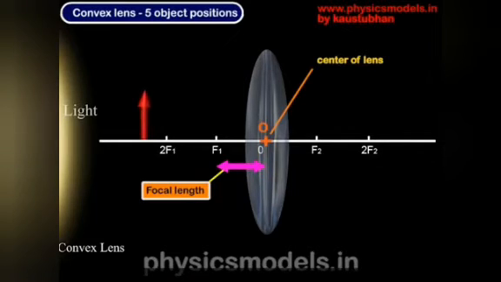Now let's move the object a little far away from the lens. The light source is still on the left, so a point to remember is the rays of light will always move from left to right. They will never travel from right to left.